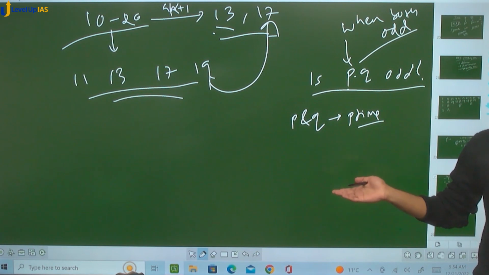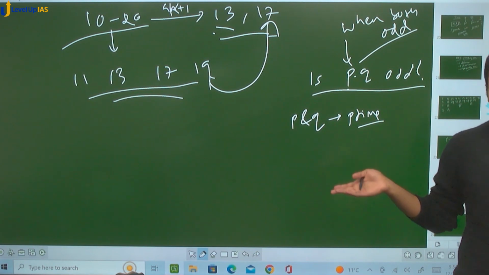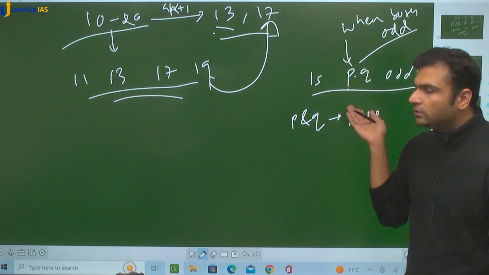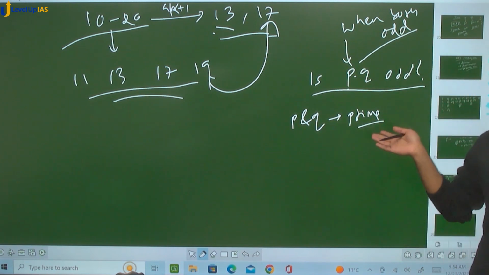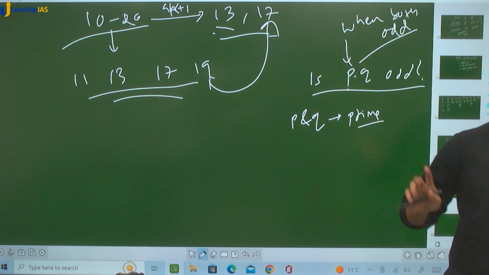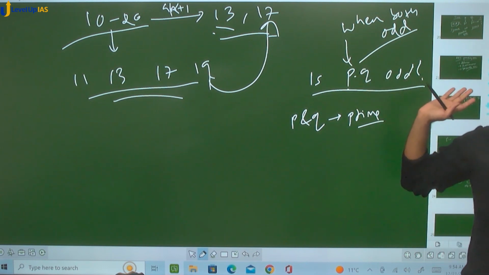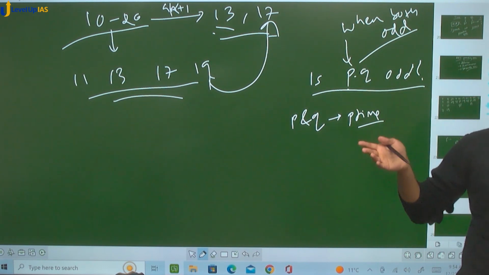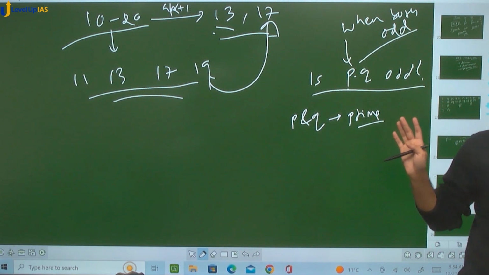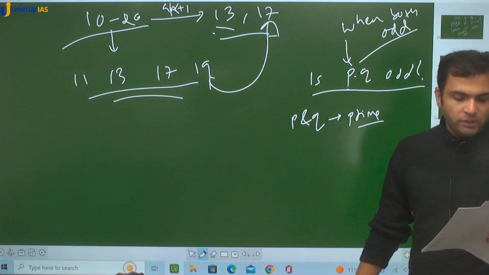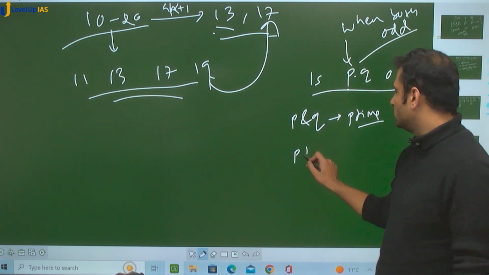Primes can be even. Yes, 2. We know that 2 is an even prime number. So based on this information, we cannot say that both are odd or one has to be even. That cannot be said. So this information is not sufficient to answer the question. We don't know if both are odd or one is even. We don't know. Statement 2, P plus Q is an odd integer.